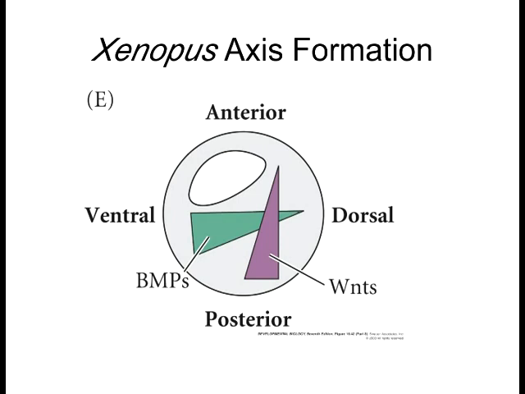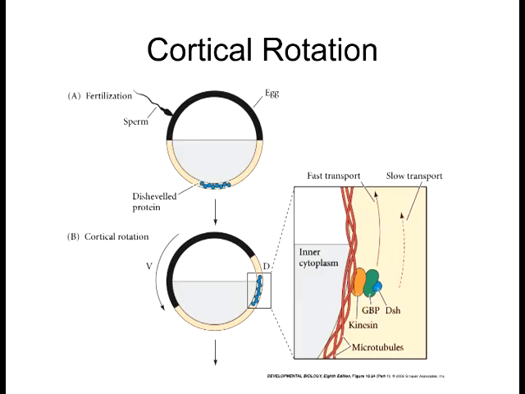Now, in order to establish those gradients, we have to first talk about fertilization. I told you this was going to come back into play. One of the things about Xenopus is, as it's set up, in the most vegetal region of the vegetal hemisphere, disheveled gets sequestered. You have disheveled protein.